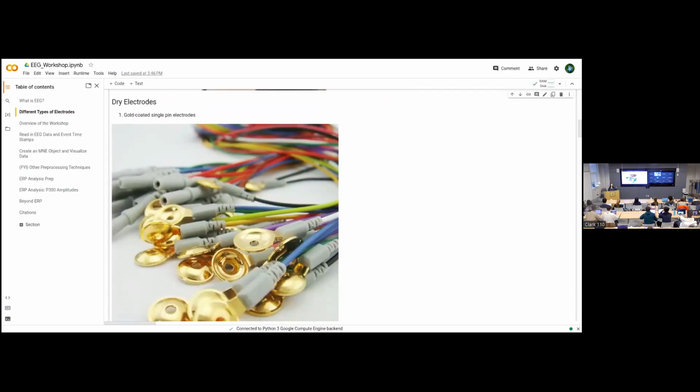Because it's relatively inconvenient, every time you want to use EEG, to have to apply gel onto your scalp, and it can get in the way of your hair and all that kind of stuff, that's why researchers have been working on developing dry electrodes.